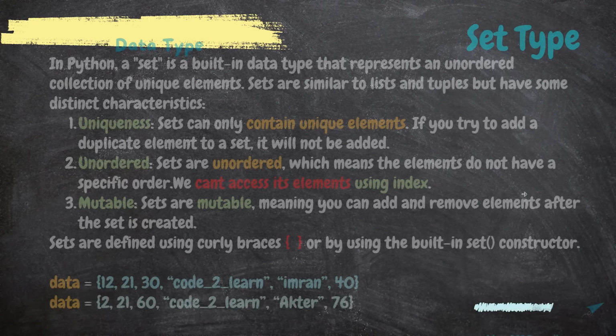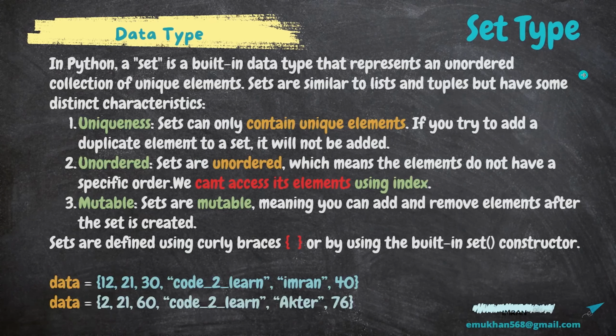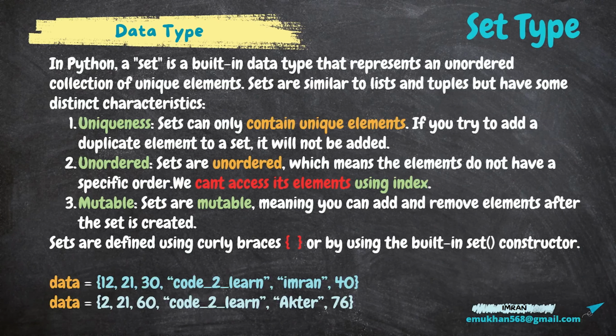Set type. In Python, set is a built-in data type that represents an unordered collection of unique elements. Sets are similar to list and tuple but have some distinct characteristics. So what are those distinct characteristics? Set would be unique. It will contain unique elements. Set can only contain unique elements. If you try to add a duplicate element to a set, it will not be added.